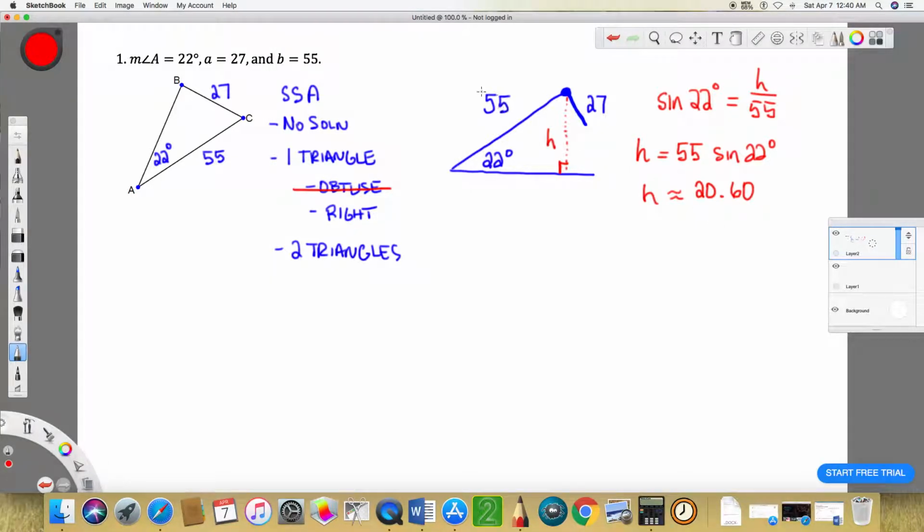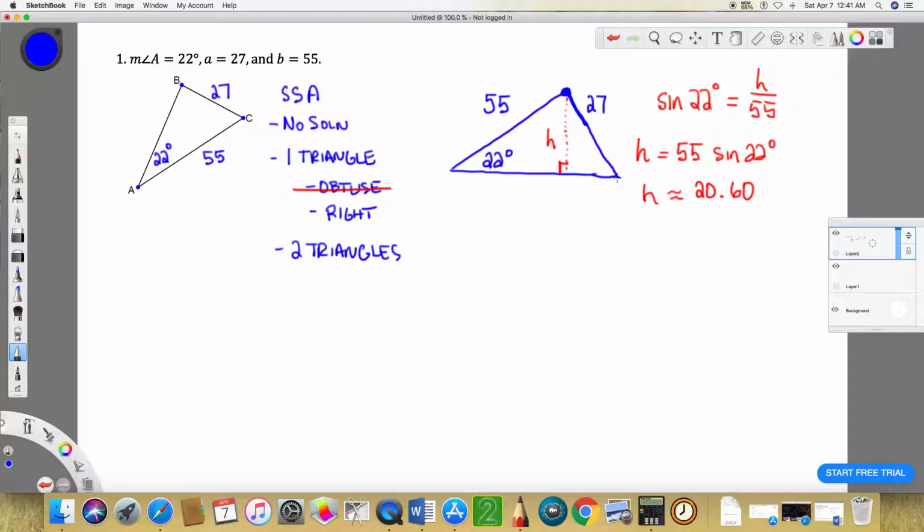Okay, they didn't tell me whether this was inches, feet, meters, so I'm just going to call it 27 units. Well, that 27 can definitely cover that height. 27 is long enough that it can reach this other side. 27 is bigger than that 20.6.